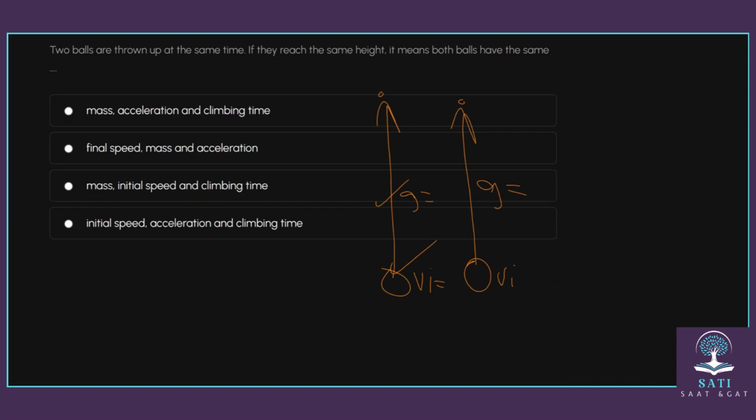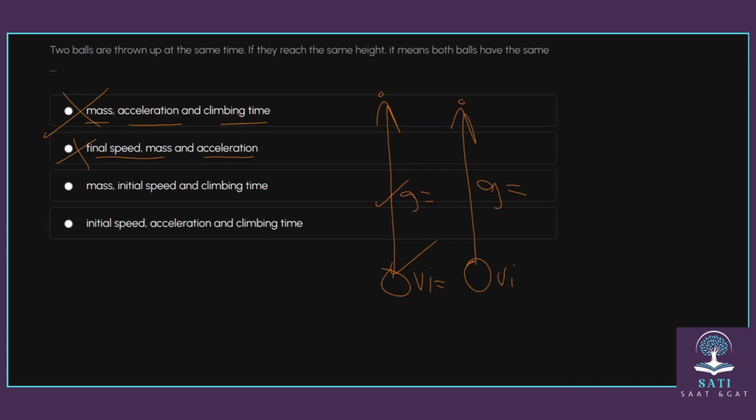Okay, I go to see the choices. Which one has these two things? Here, mass, I didn't care about it. Here I have acceleration, but I didn't have initial velocity, and initial velocity is important to give you the same height. So it's not there. Here, final speed, mass, acceleration. They didn't give me initial speed here either.